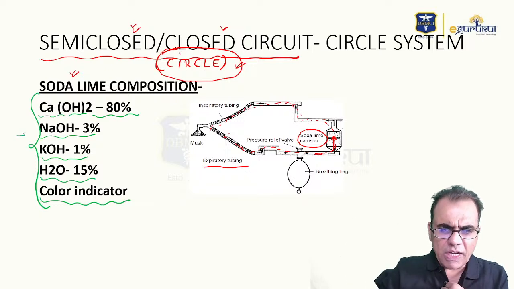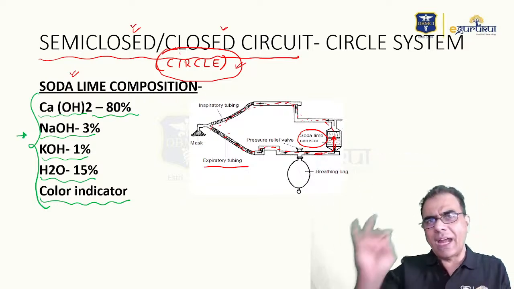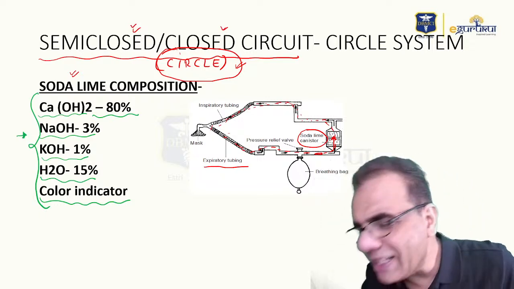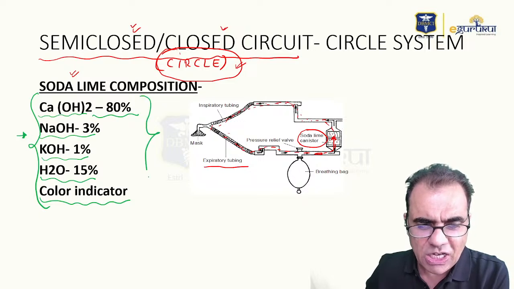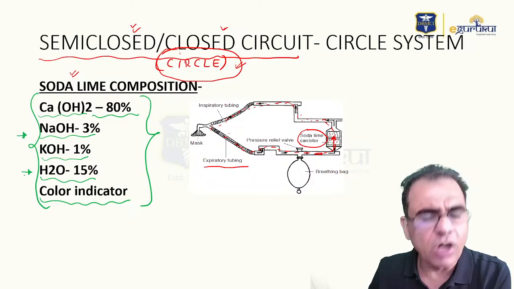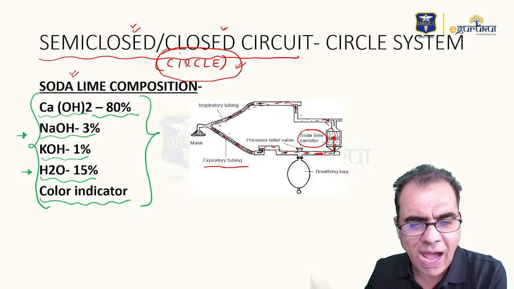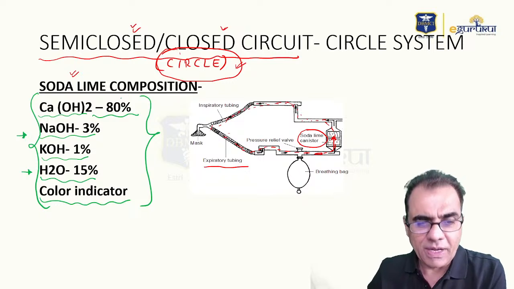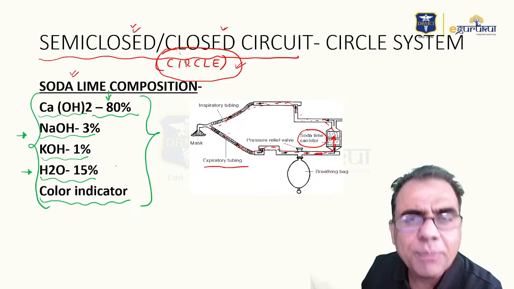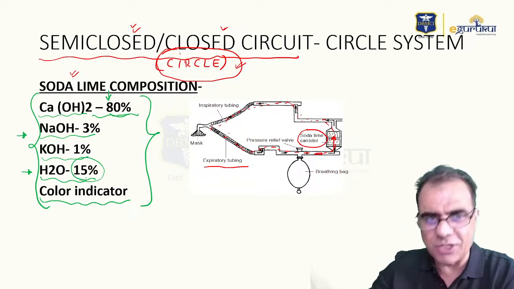And why did I use a green pen? In future also, wherever I use a green pen, that means there is a recent change from the existing. So what is the change? Previously, soda lime did not have water, and the previous soda lime used to have 95% calcium hydroxide. But now they have reduced calcium hydroxide to 80% and replaced the remaining with 15% water. Why? I'm just going to tell you.